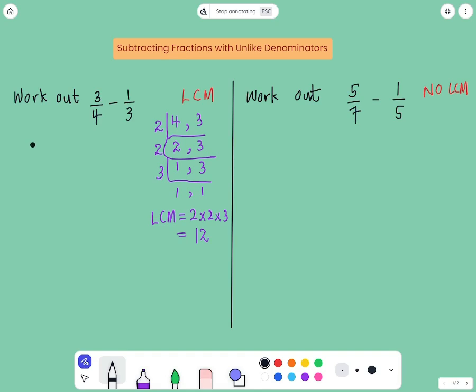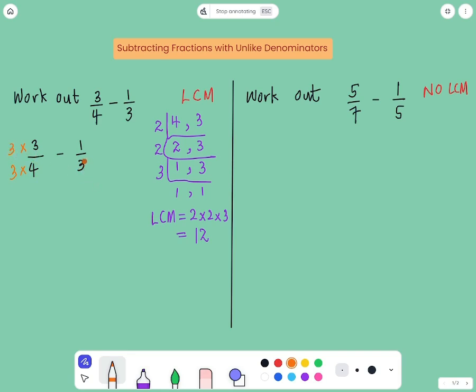Then I'm going to write the fractions again. 3 over 4 subtract 1 over 3. Then I have to change these denominators to 12. How do you change 4 to 12? Multiply by 3. So when you multiply the denominator by 3, you have to multiply the numerator also by 3.